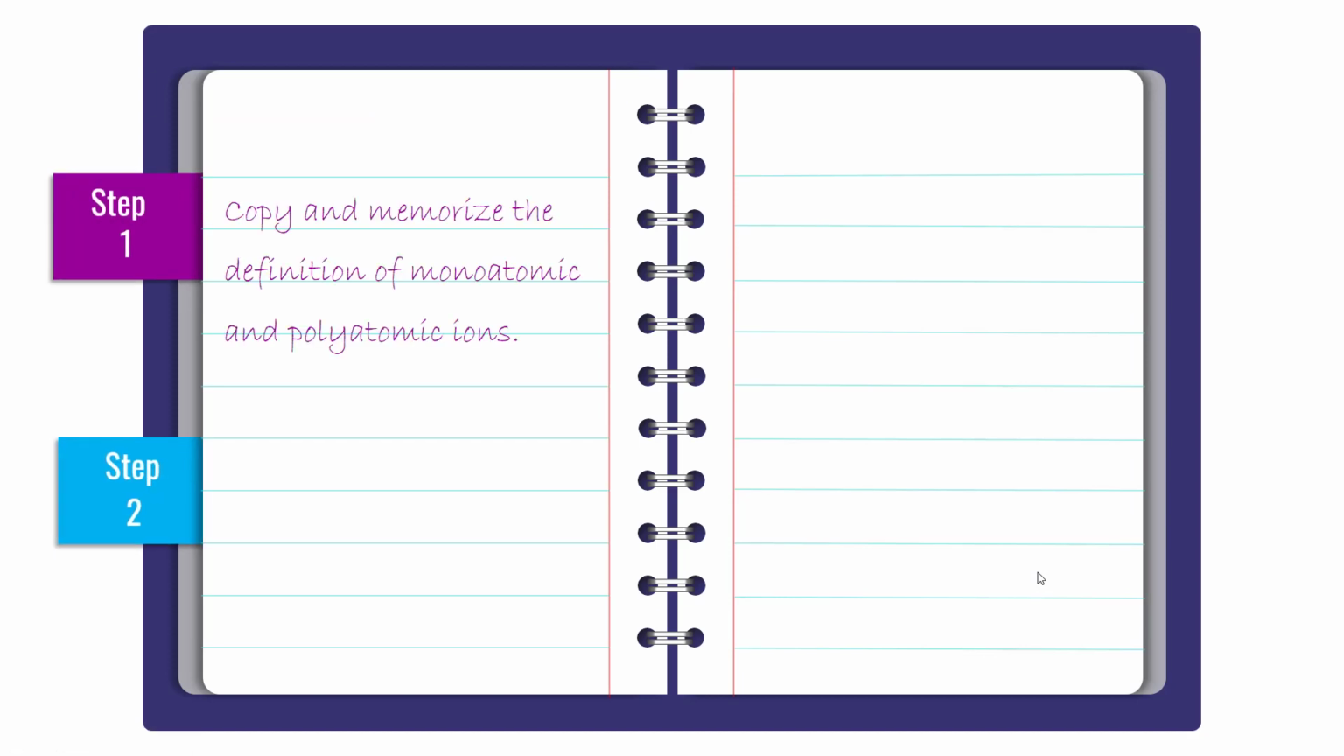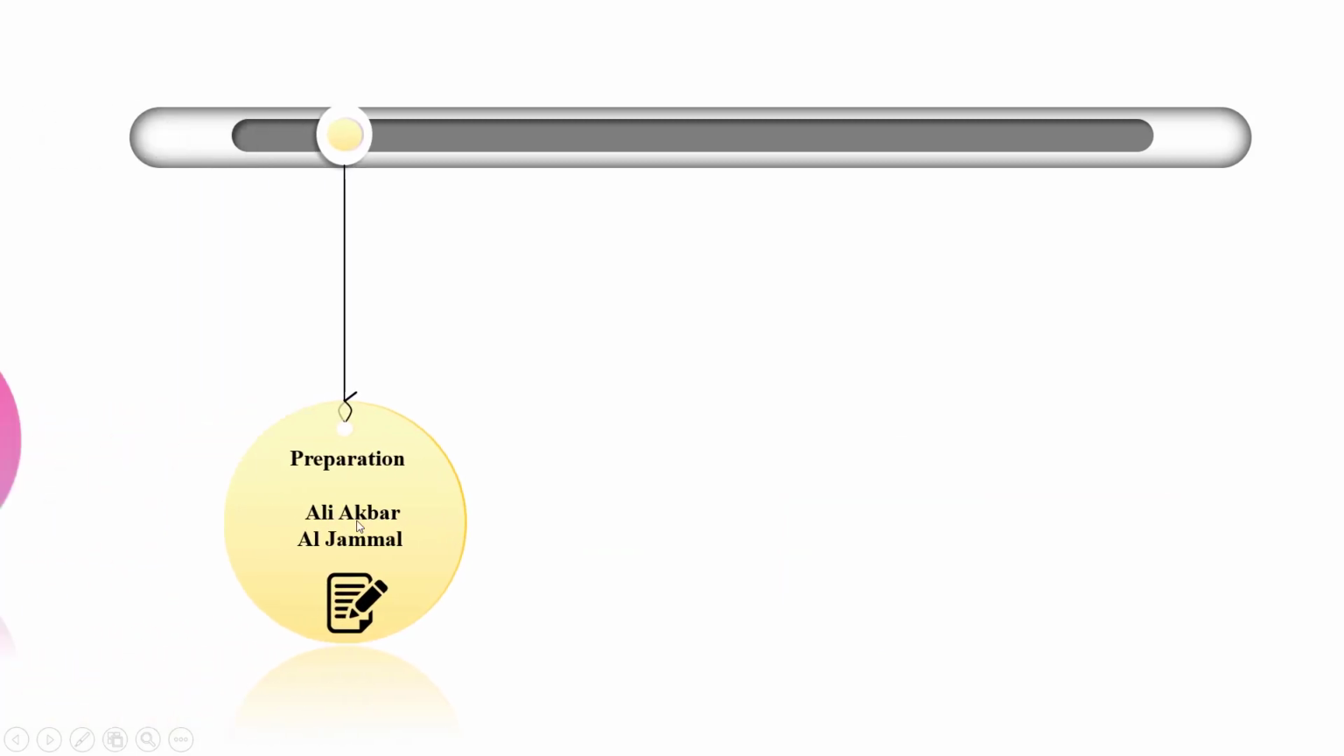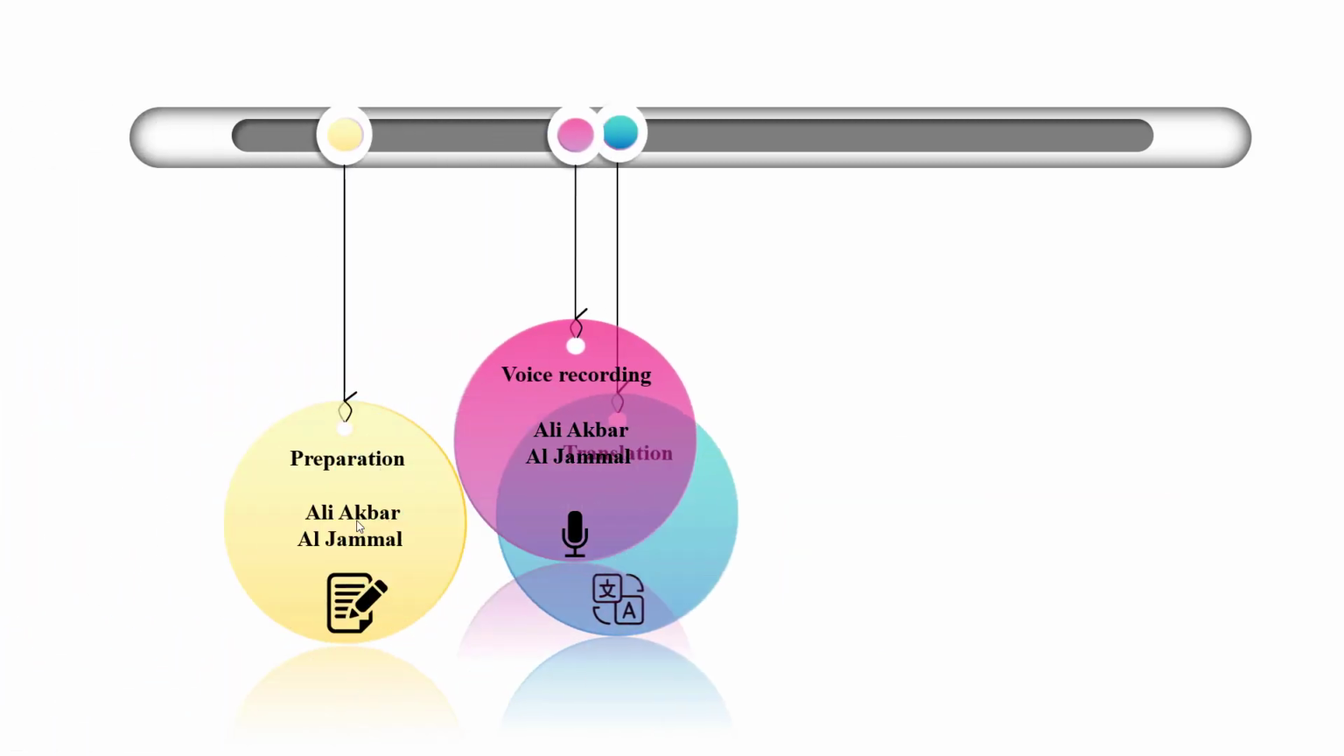Finally, for the next time, copy and memorize the definition of monoatomic and polyatomic ions. Review the extra sheet of the names and symbols of some ions. I hope that you have understood the content of this lesson and you have had an enjoyable time.